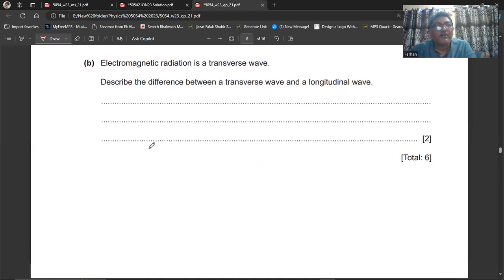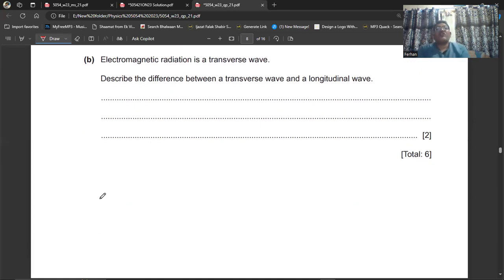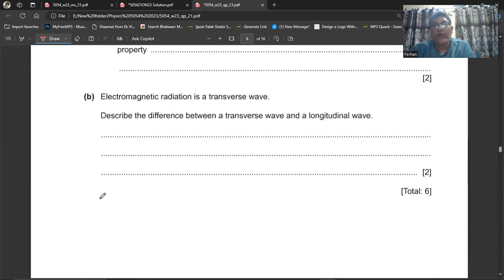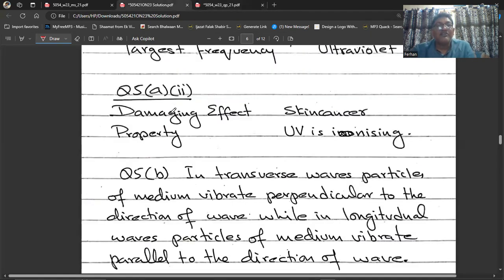My answer, okay. He says the electromagnetic radiation is a transverse wave. This is the B part of the question number 5. Describe the difference between a transverse wave and a longitudinal wave. In the transverse wave, like water waves, the particles of the medium, means through which the wave is traveling, vibrate perpendicular to the direction of the wave. Whereas in the longitudinal wave, the particles of the medium vibrate parallel to the direction of the wave.